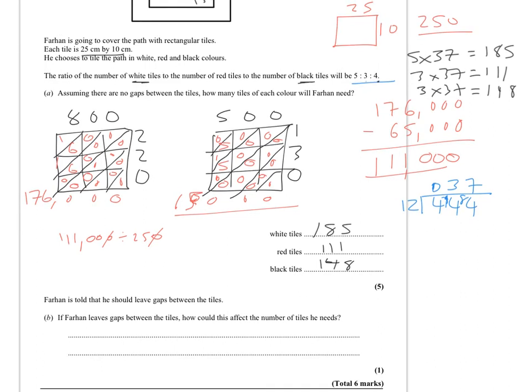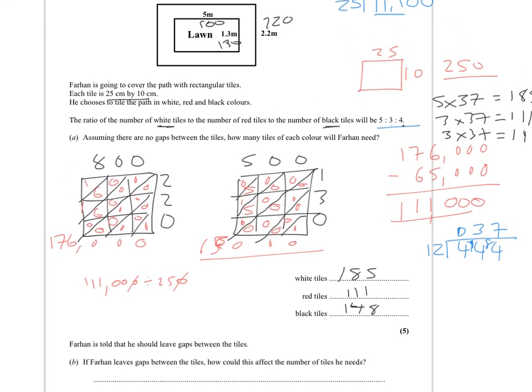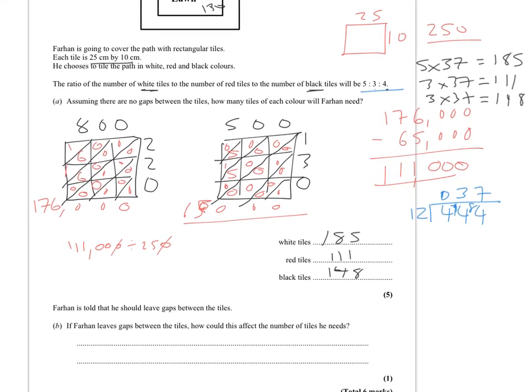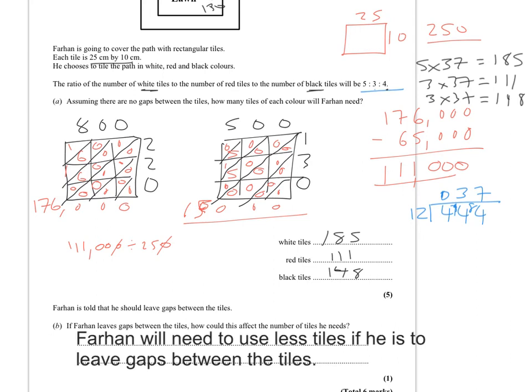For part B, it says Farhan is told that he should leave gaps between the tiles. If Farhan leaves gaps between the tiles, how could this affect the number of tiles that he needs? Well, if he needs to leave gaps, then he's going to need less area to fill, which means he'll need less tiles. So Farhan will need to use less tiles if he is to leave gaps between the tiles.